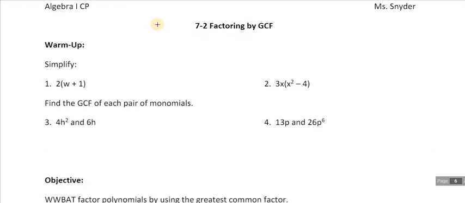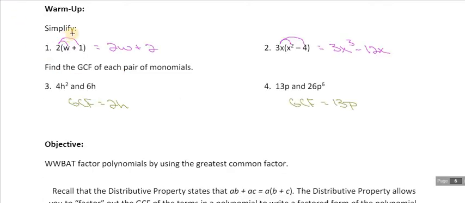So we're going to start off with 4 warm-up problems. 1 and 2, we have products here where we have to distribute, and 3 and 4, you're asked to find the GCF. So let's check your work here. In 1, we distribute the 2 in, 2w plus 2. In number 2, we're distributing 3x, which gives us 3x cubed minus 12x.